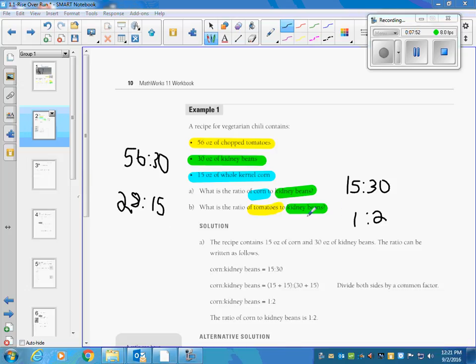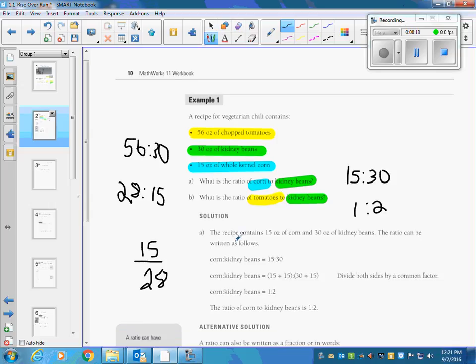If it said it the other way around, kidney beans to tomatoes, we'd have to write it as 15 to 28 or 15 over 28. Remember, you can write it as a fraction or with these colons in between. Okay, so the ratio of kidney beans to tomatoes would be 15 over 28 or 15:28. It just depends on what's stated first.